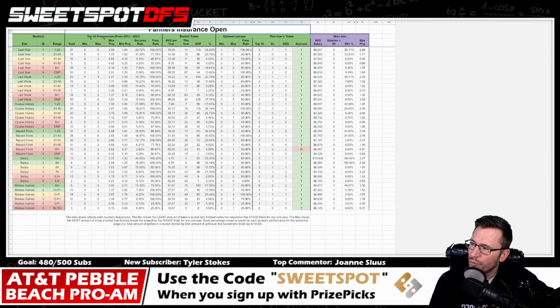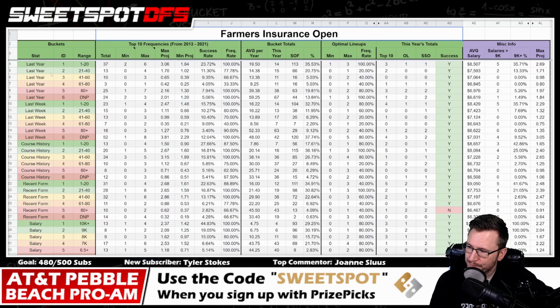Let's go ahead and review the Farmers Insurance Open last week. One thing I want you guys to focus in on is this column here. That is this year's totals. If this shows a Y, that means the bucket that correlates with it as you look across was successful.